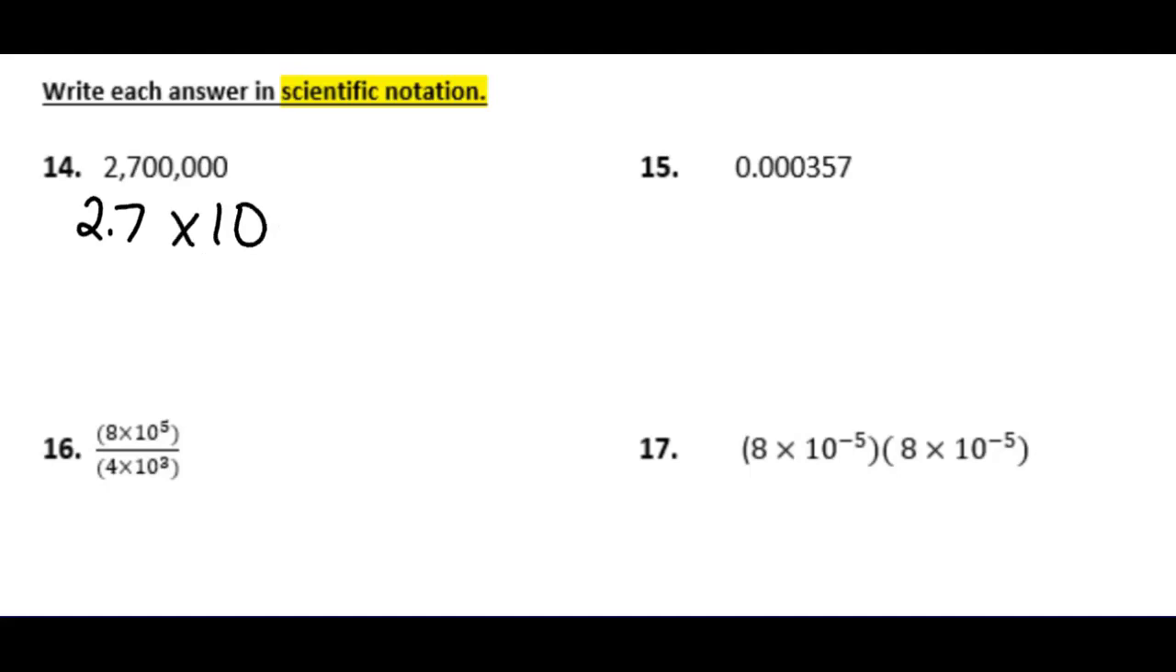And then how many times did I move? 6. My decimal starts here because if I'm thinking money, that's a lot of money. Love to have $2,700,000 in my pocket. How about you? So you're going to move that over. 1, 2, 3, 4, 5, 6. Don't worry about the commas. Worry about where your decimal is.